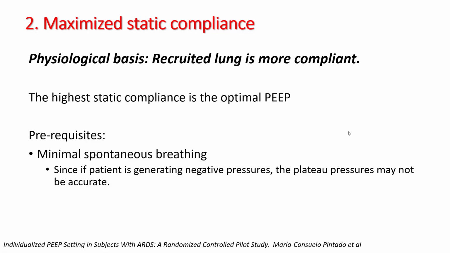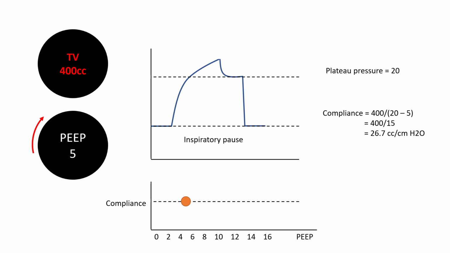The physiological rationale behind maximizing static compliance is that recruited lung is more compliant, and the highest static compliance is possibly the optimal PEEP. The prerequisite for this is minimal spontaneous breathing in your patient. The reason is that if the patient is generating negative pressures, that can result in inaccurate measurement of your plateau pressures. So let's take an example.